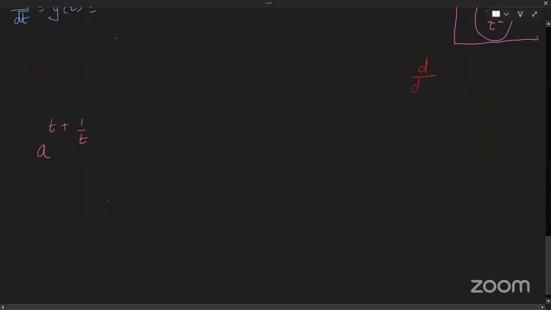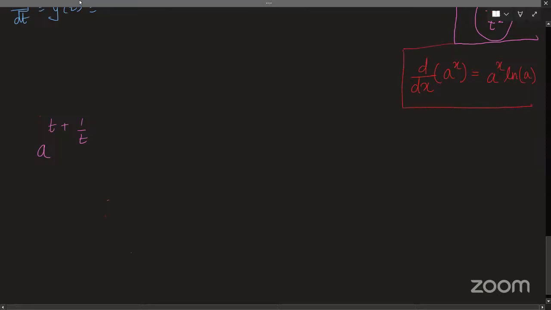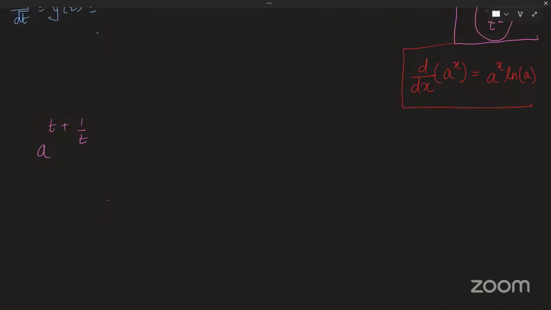So dy dx of a raised to x. Anyone remembers what it was? It was a raised to x into ln of a. We had done it when we were studying logarithmic differentiation. Now can you see this and tell me which function is inserted inside which function? Inside a raised to t, t plus 1 by t has been inserted.